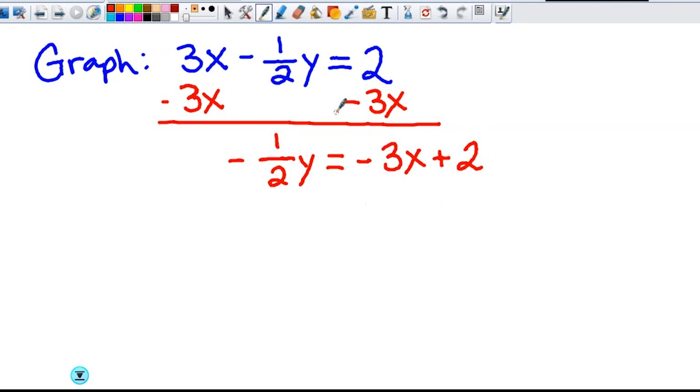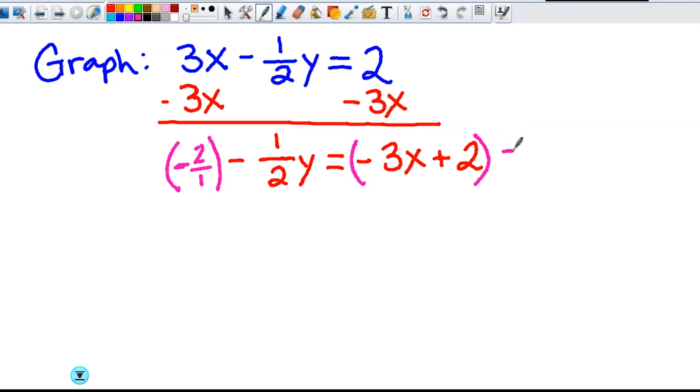Alright, now here's the trickiest part. We want to get y by itself, right? And so what we've got to do is somehow get rid of this -1/2. To do that, I'm going to multiply both sides by the reciprocal, and all reciprocal means is just flip the fraction. And so I'm going to multiply by -2/1 on both sides of the equation. And when I do it on the right, I'm doing it on the entire right side.